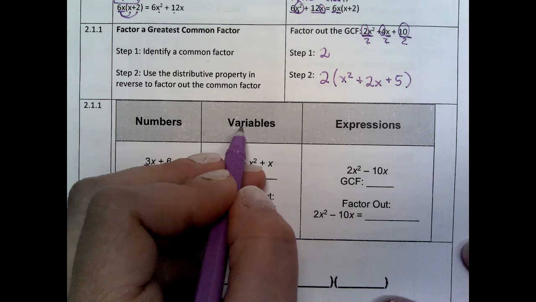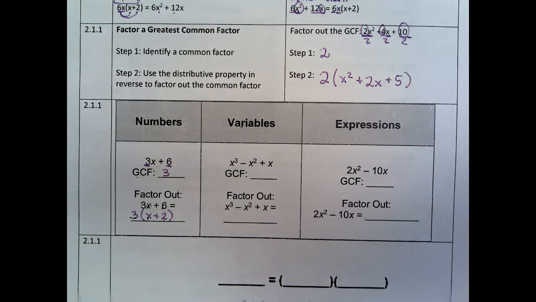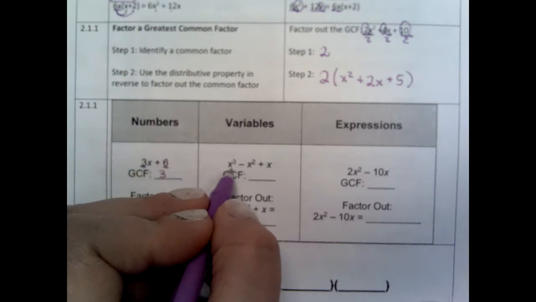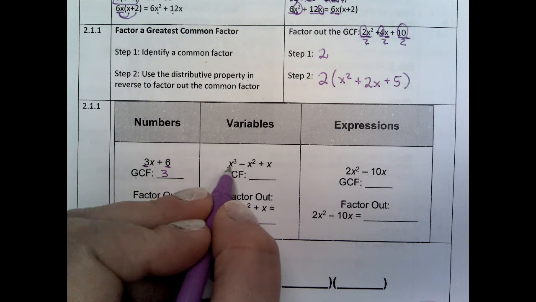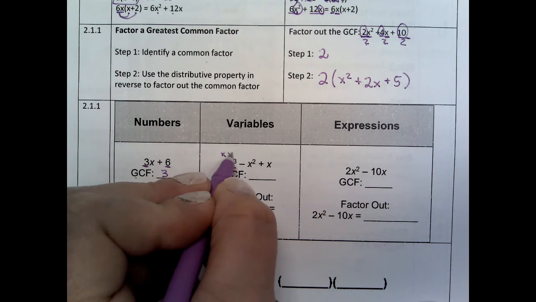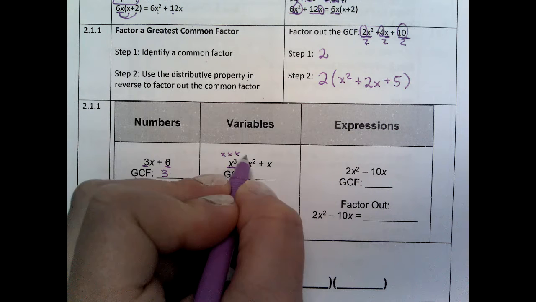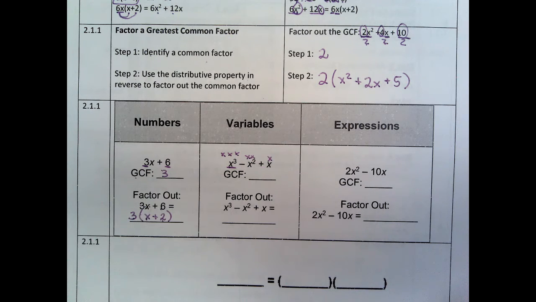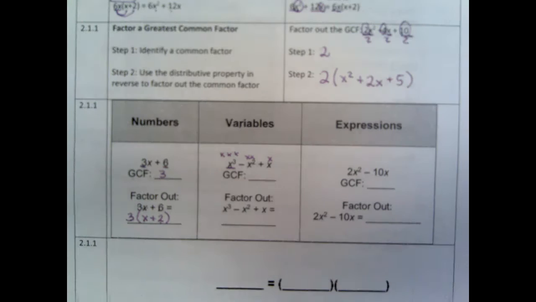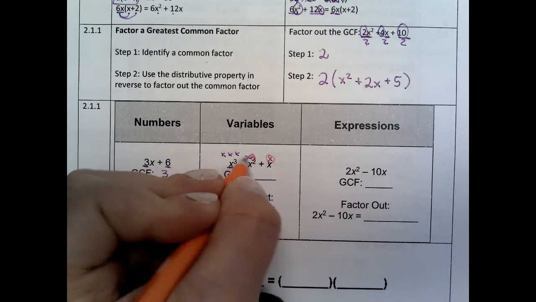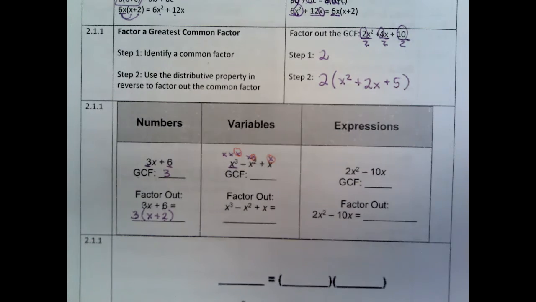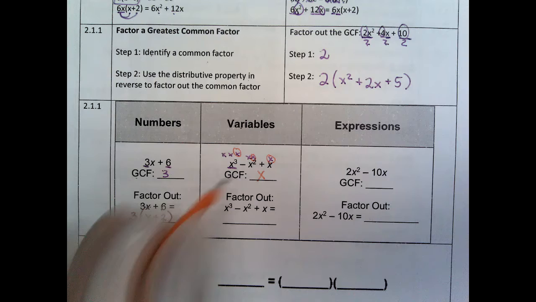Okay, so this one right here is variables, so I'm going to factor out an actual variable. Here I have 3 x's, so this is x times x times x. x squared is x times x, and then that's just x. So these all have one x in common. This one has one, this one has one, and this one has one. So my greatest common factor is going to be 1x.